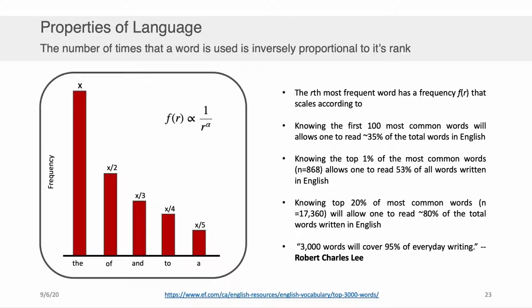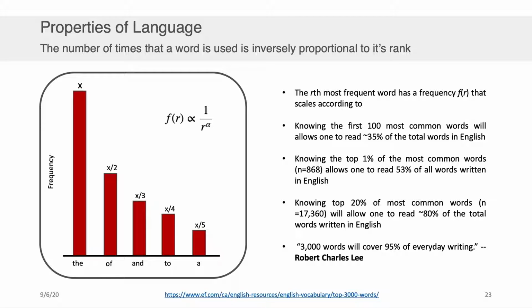Now, if language, or at least the English language, let's say, is distributed this way, there are some interesting mathematical properties that we can point to. The first of those is that if you knew the 100 most common words, you should be able to read 35% of the total words in the English language. That's pretty incredible, right? Just 100 words and you could understand 35% of every word that was ever written in English.